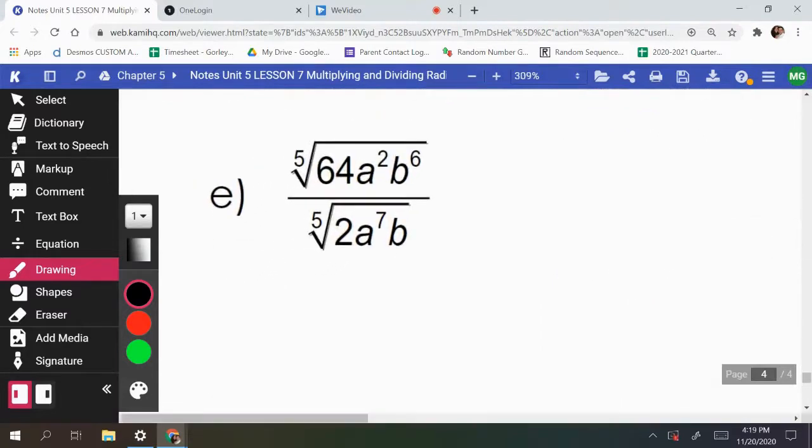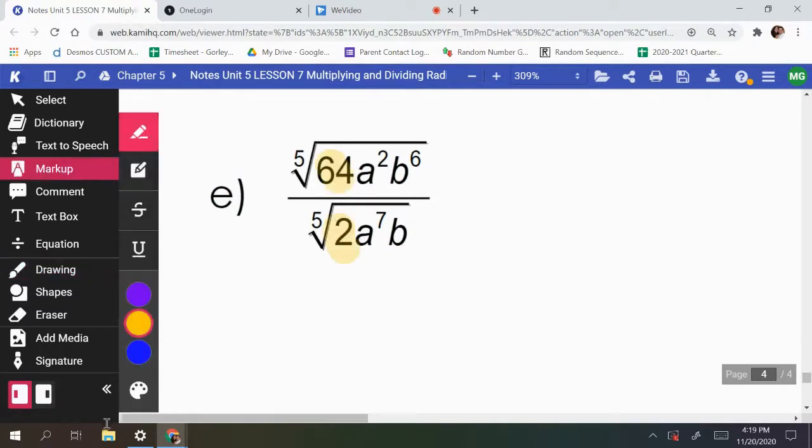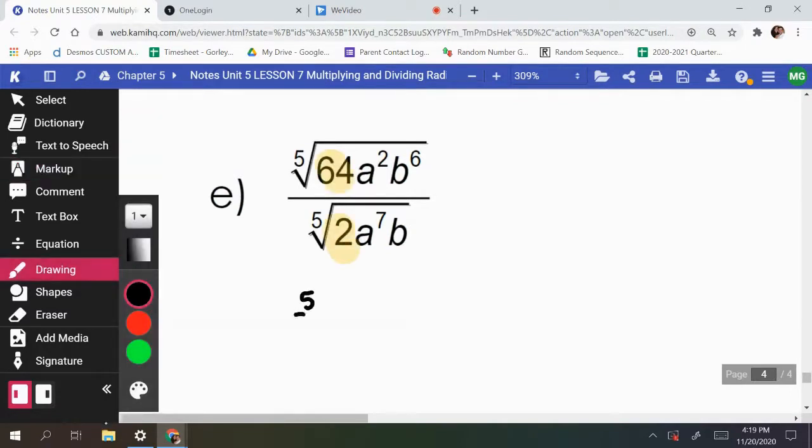All right, down here, ooh, we're getting fifth roots now. So we're going to be looking for perfect fifths. Because they're both fifth roots, let's divide 64 by 2. That's going to give me the fifth root of 32.